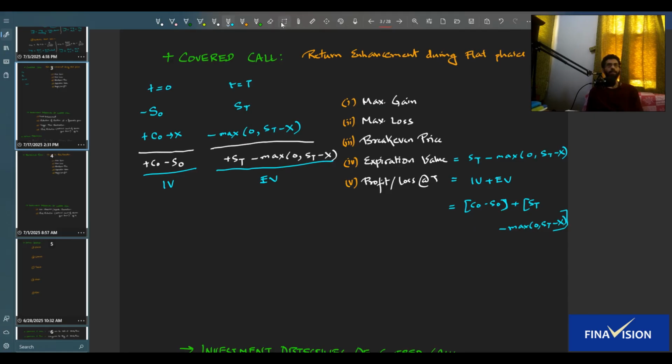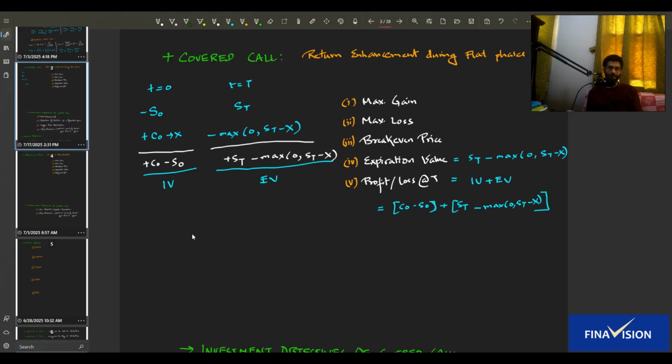So let me write it down in one single row here. This is the profit or loss at expiry, and expiry value we have already written down here. Now the question comes, what is the break-even price, what is the max loss, and what is the max gain? Now what is the break-even price?